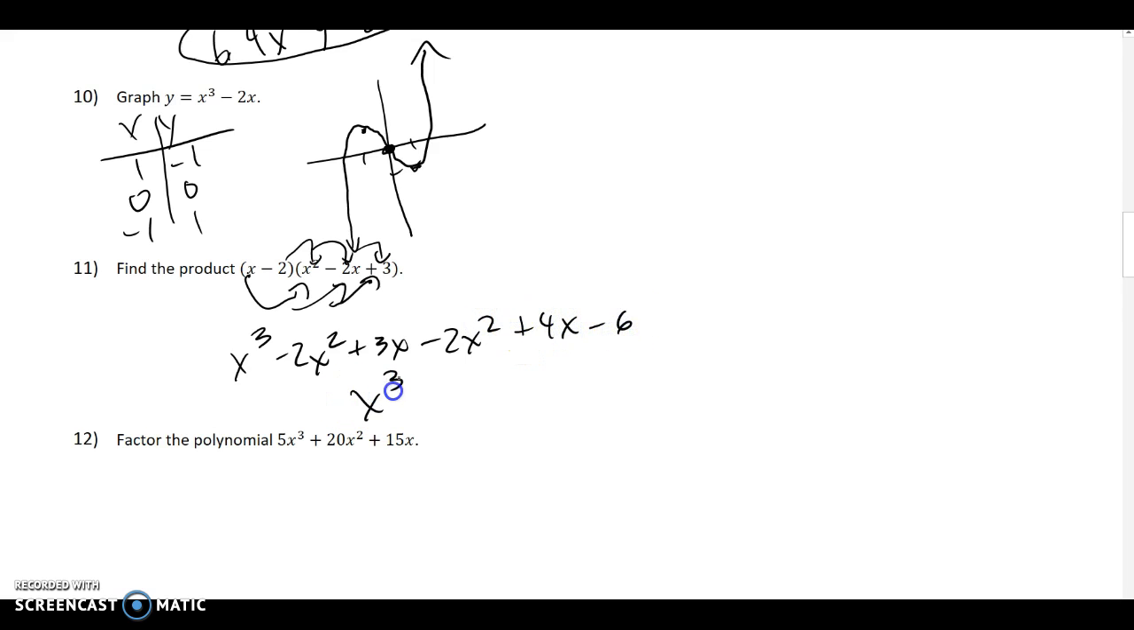And then we do our like terms here. So we have some like terms. So that's negative 4x squared. And then these are like terms here and here. So we get 7x minus 6.